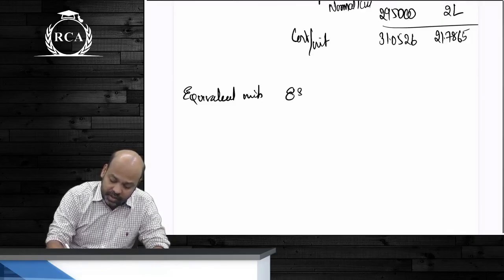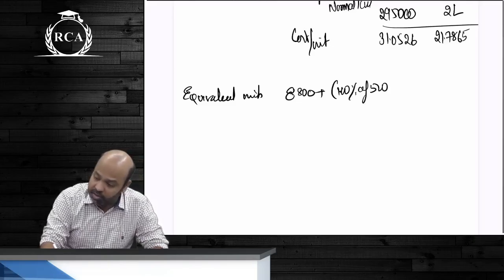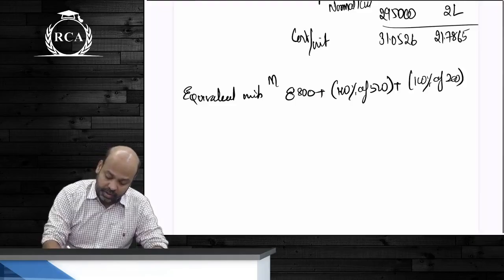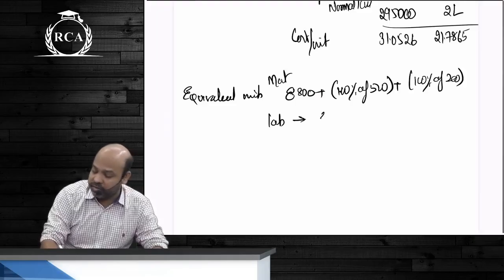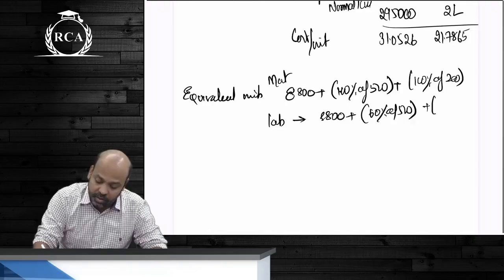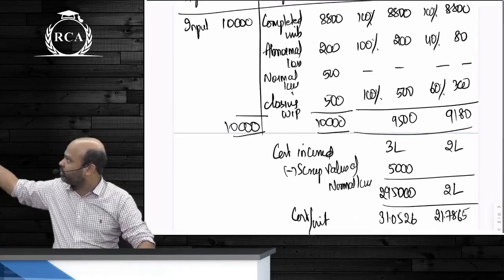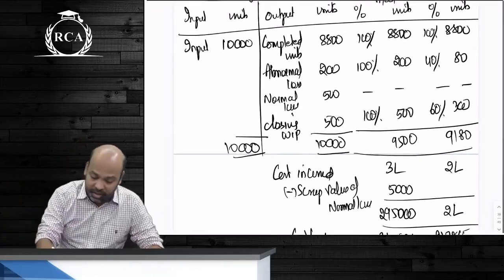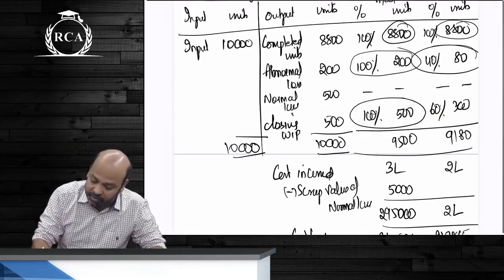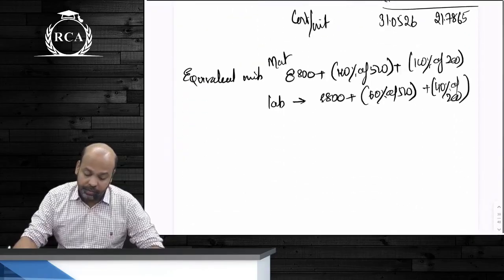Completed units 8,800. Work in progress का 100% of those 500 units. अब normal loss का 100% of 200 units. This is for material. For labor and overheads, guys, it is 8,800 plus 60% of 500 units plus. I cannot write like this, but I have to present it थोड़ा properly, तो ऐसे statement में लिखूंगा मैं. वही तो लिख रहा हूँ ना मैं. 8,800 plus 100% of those 200 plus 100% of 500. 8,800 plus 40% plus 60%. Are we understanding this? सबको समझ में आ गया बेटा ये?